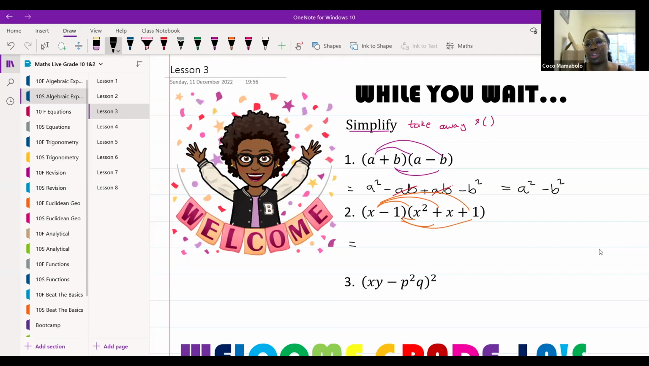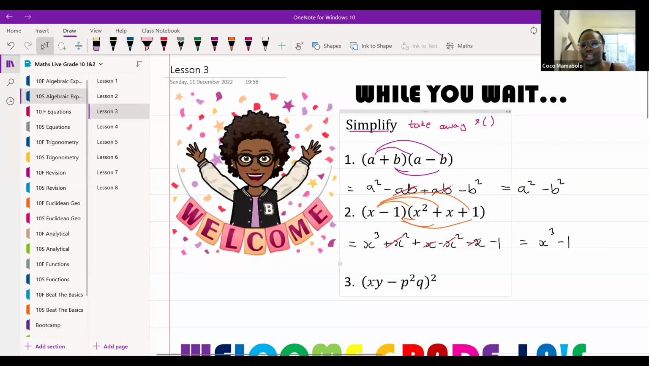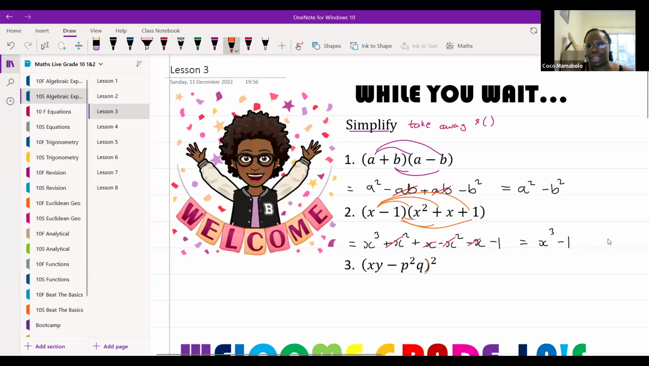All right, so if I multiply out here, I'm going to get x cubed plus x squared plus x, and then I'm going to do the bottom, I'm going to get minus x squared minus x minus 1. I'm going to notice that x squared minus x squared is 0, and x minus x is also 0. So I'm actually left here with x cubed minus 1. All right, and I'm going to ask again, I know you guys probably know. When we look at this last question over here, when I see a bracket like that squared, what does that tell me to do?